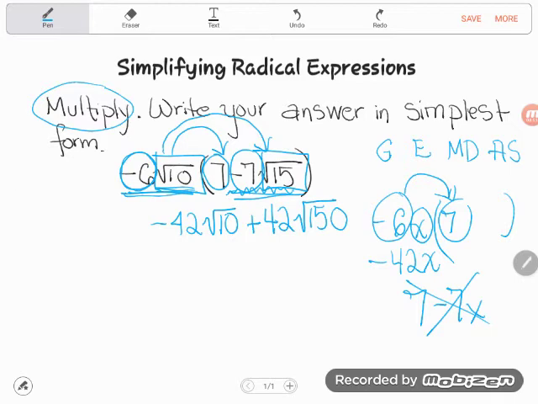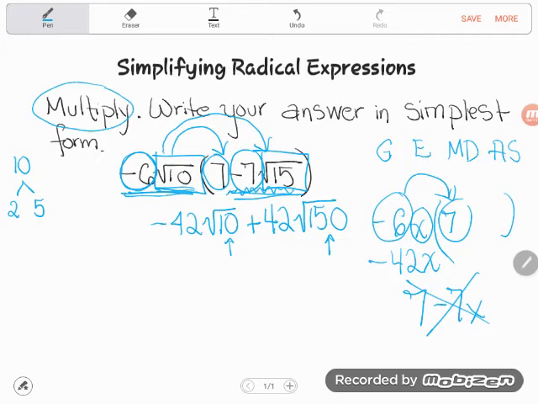So what I'm going to do is I'm going to look at these two radicals to see if I can simplify them. So let's look at 10 first. Let's see what factors it's made of. I'm going to use my favorite tool to do that, a factor tree. And one way to think about 10 is made of two factors multiplying, 2 and 5.